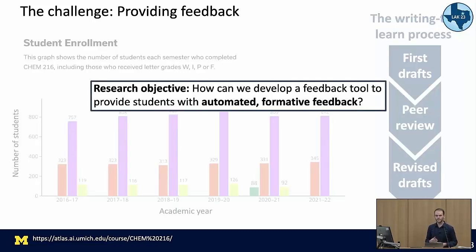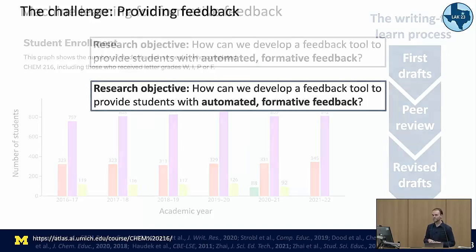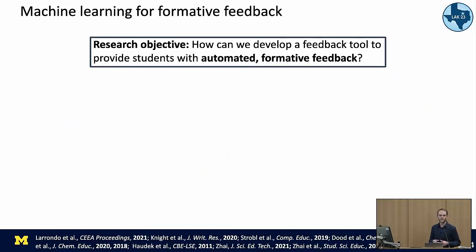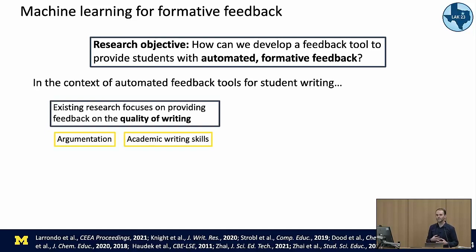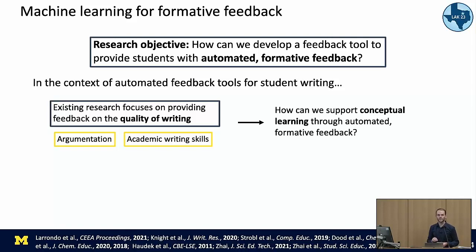That really motivated this research objective for the project, which is to explore how we can develop a feedback tool to provide students with this type of automated formative feedback. So we turned to the literature on providing automated feedback in this context, and a lot of the existing research focuses specifically on the quality of students' writing, things like argumentation skills or how to engage in academic writing. We were really focused on the writing to learn aspect of this pedagogy and asking how we can support conceptual learning through this type of automated formative feedback.